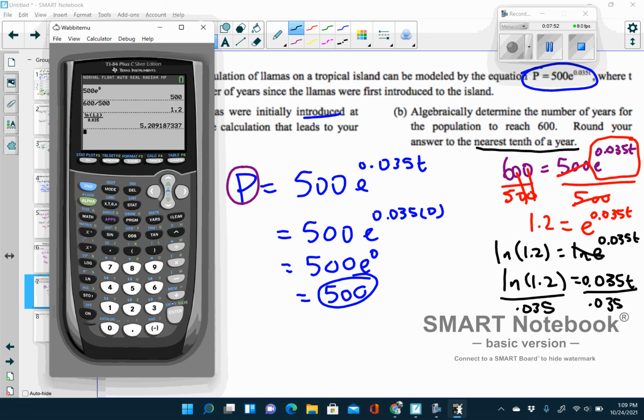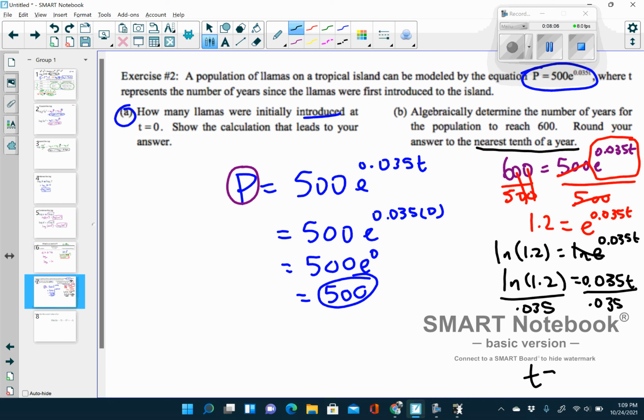And I have 5.209, so I have to take this and round it to the nearest tenth. The tenth is the second number. I look at the number to the right, that's not 5 or above, so this stays. So t is about 5.2. And that's the answer to this question.